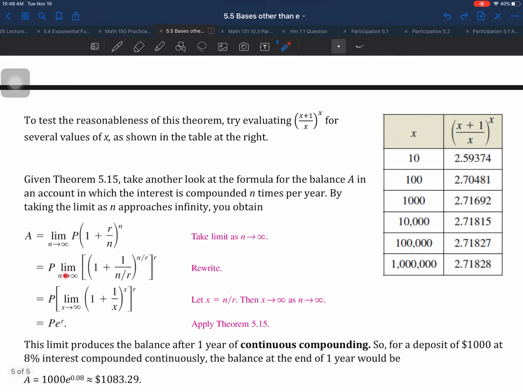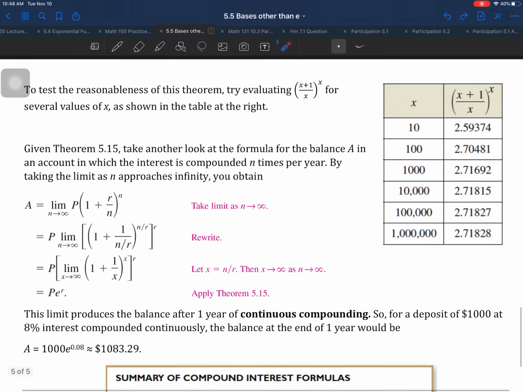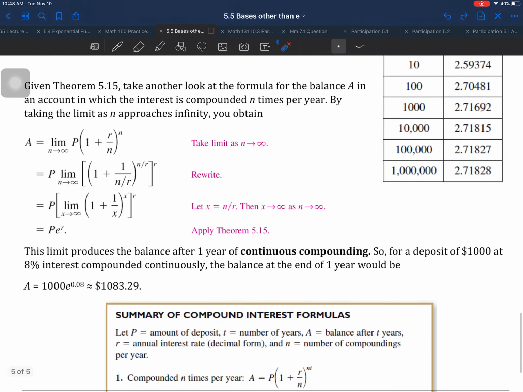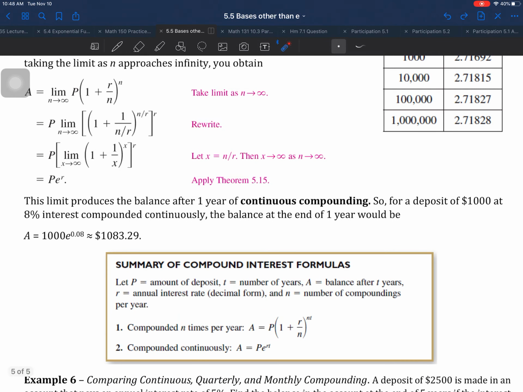And then we can push the limit inside, and then now we can apply this here. Well, we know that this is going to be e, as we notice on top, and so we still have the power, so it'll be e to the power of r. And so we have P times e to the power of r. So that's a way you guys can think about how you can develop the continuous compounded function.